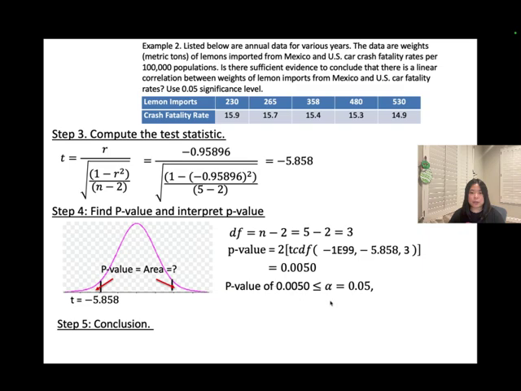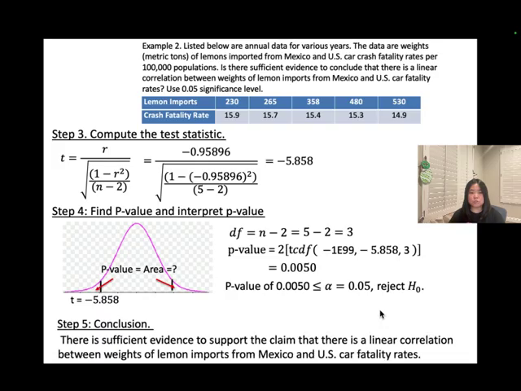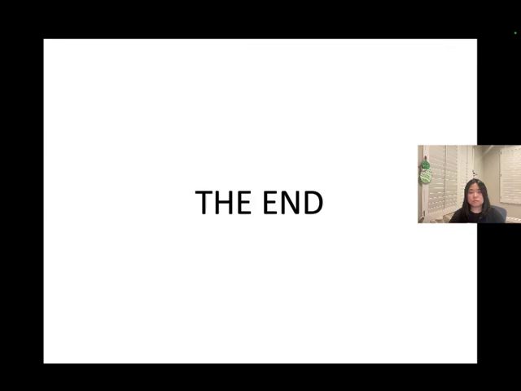Okay, compare with your significance level: the p-value is going to be less than or equal to it. And then we're going to reject the null. So draw the conclusion. There is sufficient evidence to support the claim that there is a linear correlation between the weight of lemons imported from Mexico and United States car fatality rates. That's it.